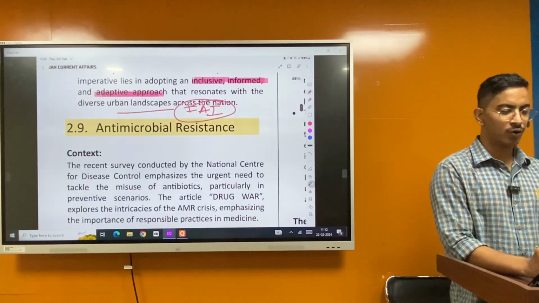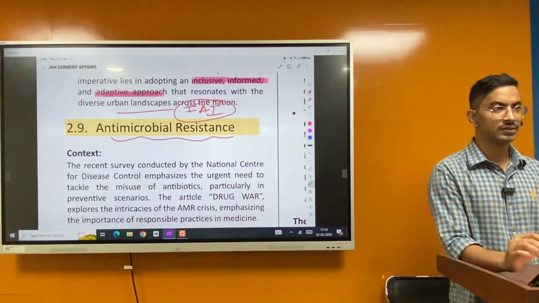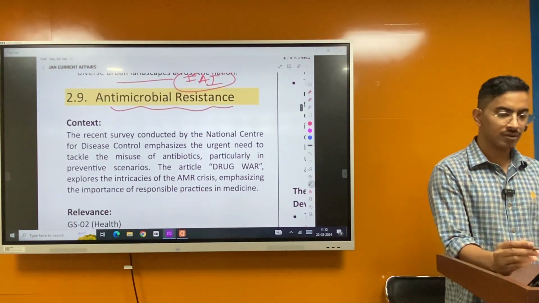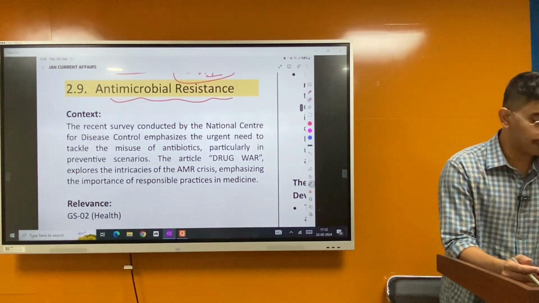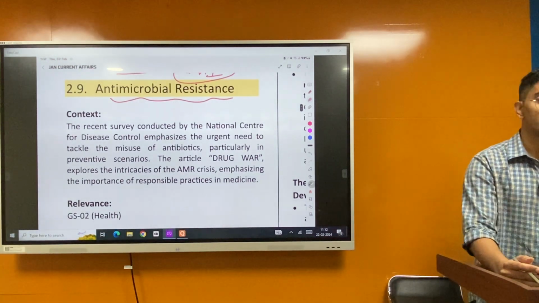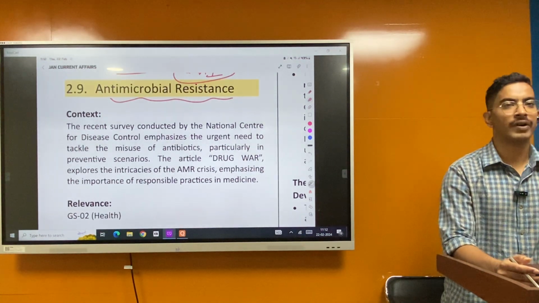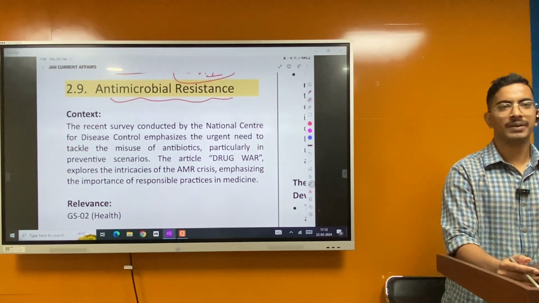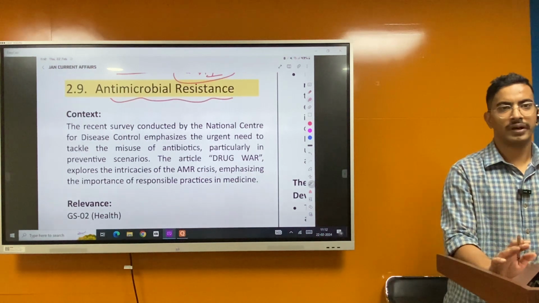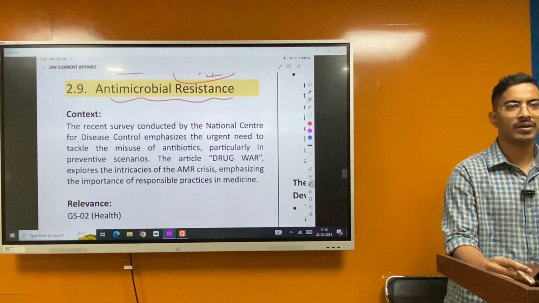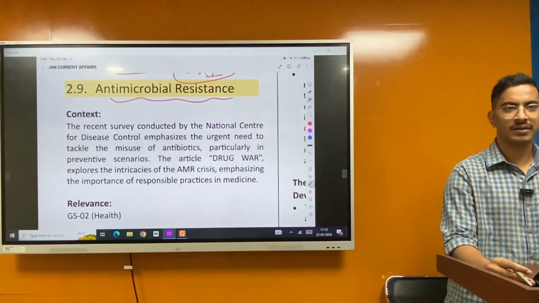Then this is antimicrobial resistance. We have already dealt with this news in newspaper classes, right? So now they have passed strict orders to the doctors. If any person has to buy antibiotics, it should be done only with the doctor's prescription. And doctors have been told to write the generic name, the drug name properly, and to mention why that person has taken that drug.